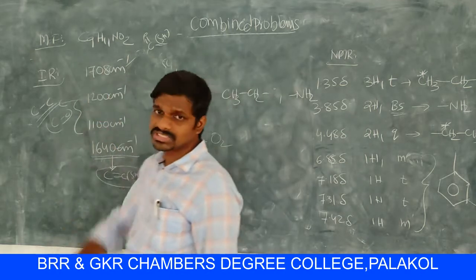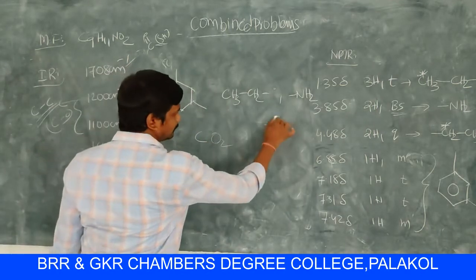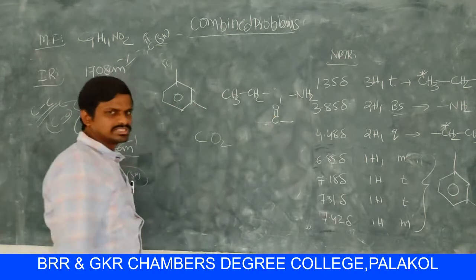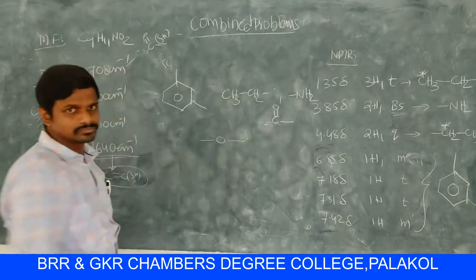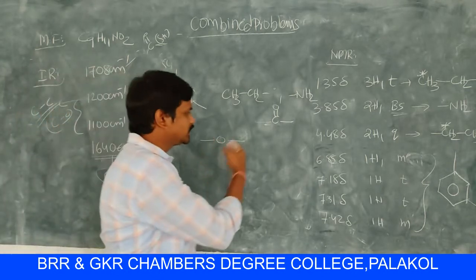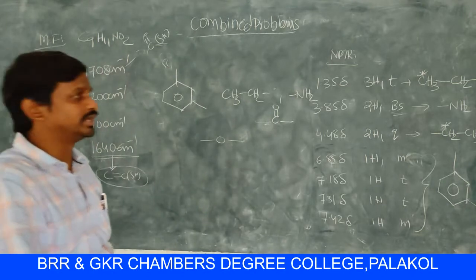The IR data, 1708 centimeter inverse, indicates the presence of a C double bonded O group. That means the molecule has one C double bonded O group, so we are left with 1 oxygen atom. Then we discuss which moiety this oxygen atom is attached to.